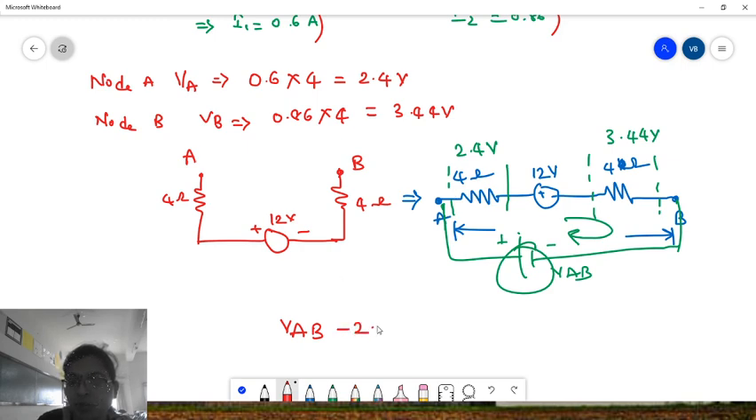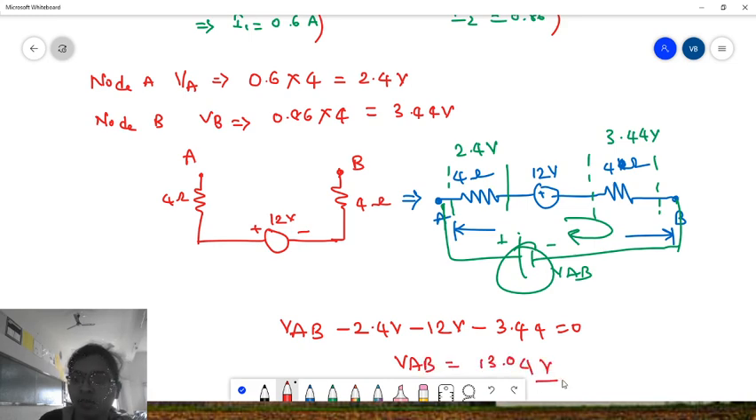So minus 2.4 volts, and here the current is entering at the positive terminal, so this value we are also going to take as negative, that is minus 12 volts, minus what is the voltage drop across the 4 ohms, that is minus 3.44, equals 0. So now you can solve for VAB. VAB equals 13.04 volts you can get.